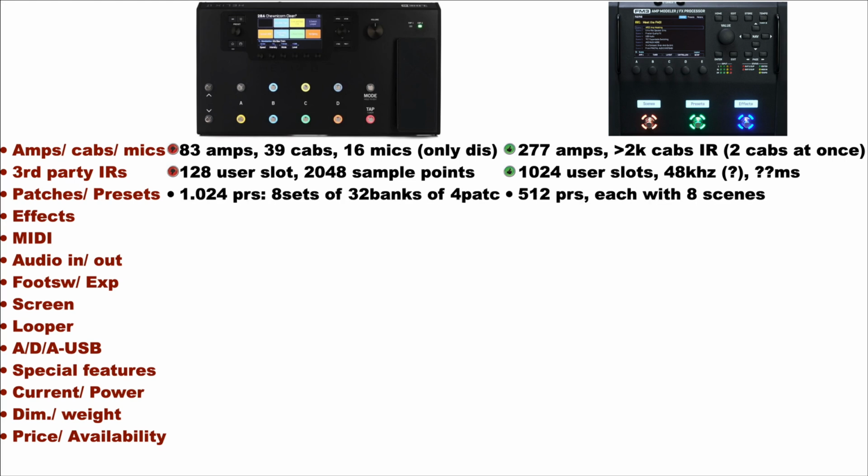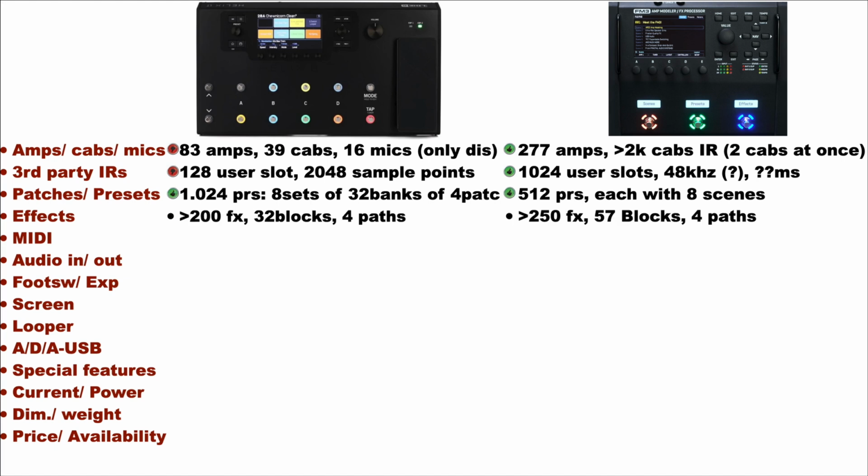Furthermore, the Helix offers 1024 presets distributed in 8 sets of 32 banks, each of 4 patches, while the FM3 offers 512 presets with 8 scenes for each preset, where each scene is a specific combination of parameters of the signal chain. Therefore, they are unpaired in my opinion.